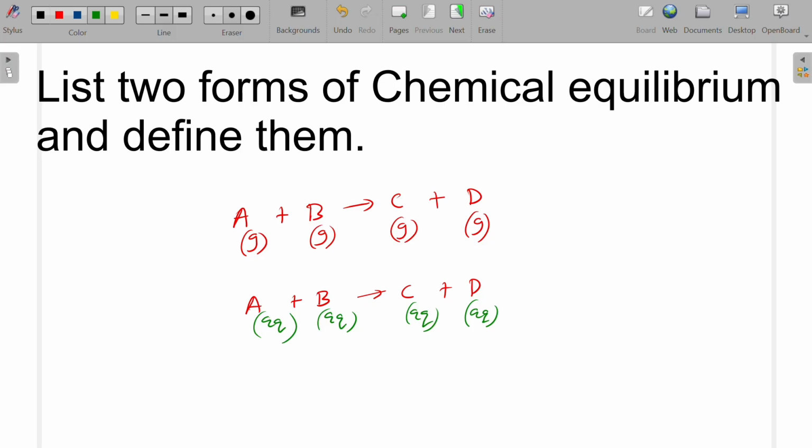So it is a type of chemical equilibrium in which not all the chemical species are in the same state of matter. For example, if we put this one here, let's say B is in gaseous form, maybe this one is in aqueous form. This has already turned into a heterogeneous. On the other side, if we just change it to say, maybe this is in solid form, it means it's already a heterogeneous type of chemical equilibrium. So that's how you define and state those two forms. The two forms are homogeneous and heterogeneous, and the definitions are what I've just given you.